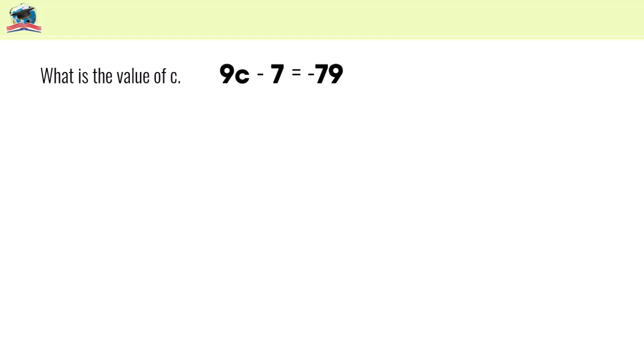We have 9C. We will take this minus 7 to the other side of the equal sign. It's not going to go in front of the minus 79. It must go behind it. Out of respect, it's got to do that. Good. So we go here. We have a minus 79. We know that the minus belongs to the 79.